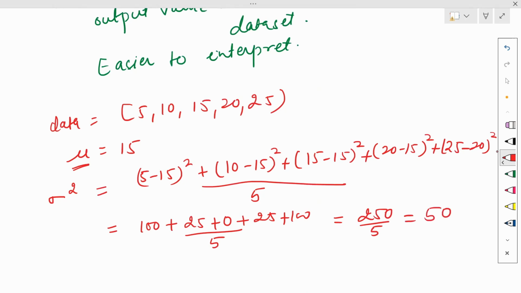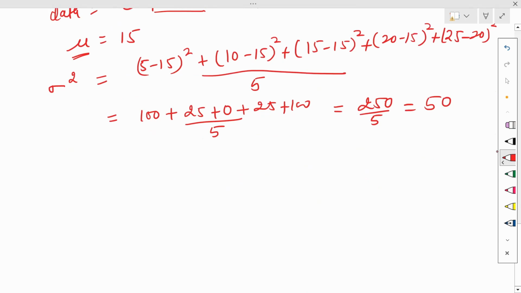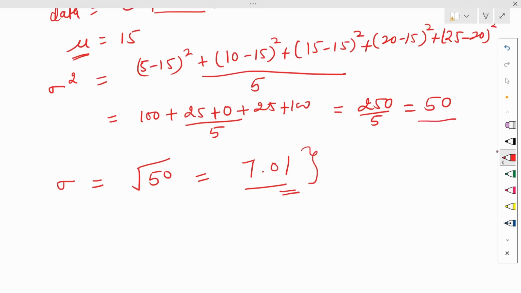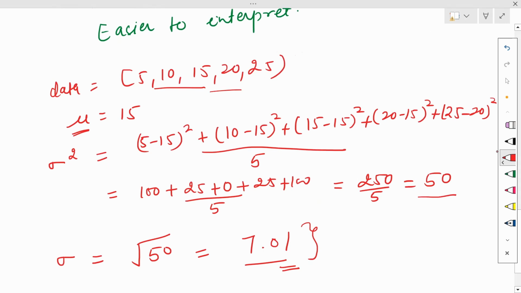So for this data, our standard deviation will be the square root of variance. Now square root of 50 will be almost 7.07. This is our standard deviation, while this is our variance. Now we can see that standard deviation is on the same scale as the data points, while in variance we have a kind of squared value. So it's difficult to interpret the results here.